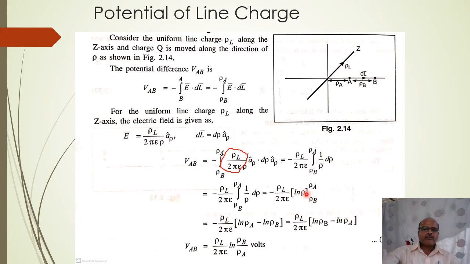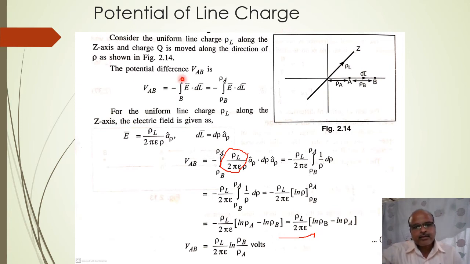Okay, so put the limits: minus rho L upon 2 pi epsilon, ln rho A minus ln rho B. If we take the negative sign into the bracket, we can represent the equation in this form: rho L upon 2 pi epsilon, in bracket ln rho B minus ln rho A. So V_AB is equal to rho L upon 2 pi epsilon ln rho B upon rho A. So this is the potential of a line charge.